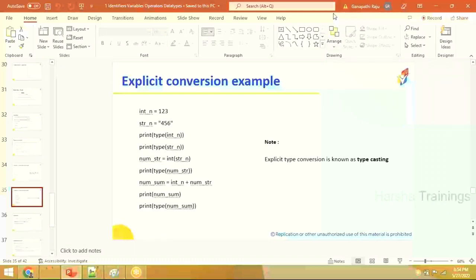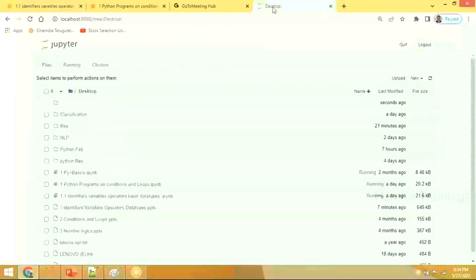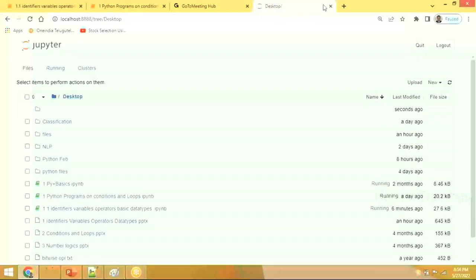I wanted to show you how to execute from Jupyter Notebook. Now, let me open it. Whenever you open Jupyter Notebook, it will come like this. Whatever programs I'm sending to you, put them in any directory or on your desktop. Then go to Files, go for desktop. On my desktop, I have three files. Then double click on this.